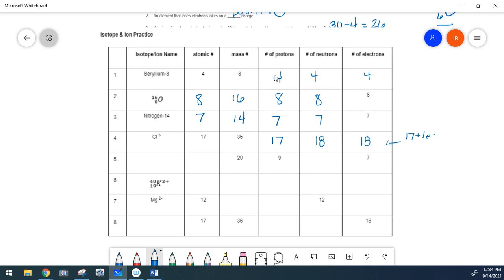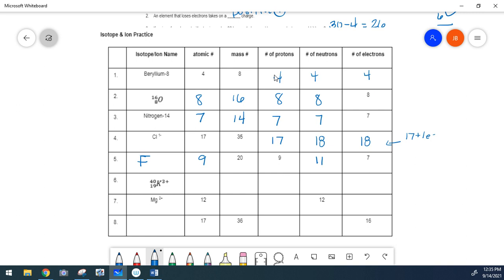All right, now we don't know what element it is. How can we find out? The number of protons is 9, which makes its atomic number 9. So who's atomic number 9? Fluorine. That's right. So we got fluorine. So 20 minus 9 for my neutrons. What does that give me? 11.